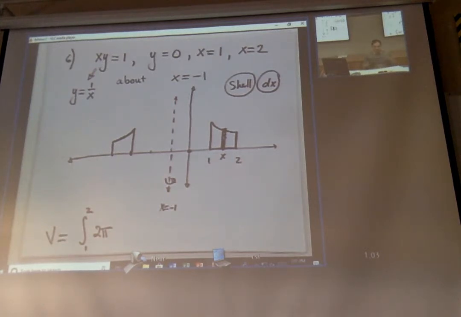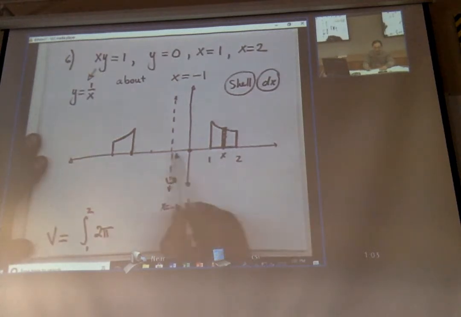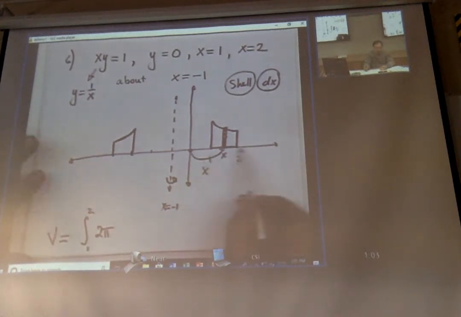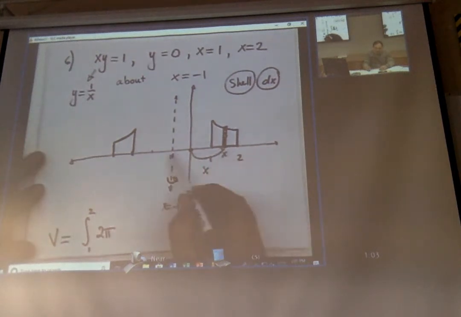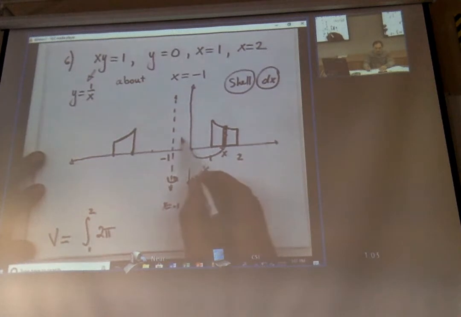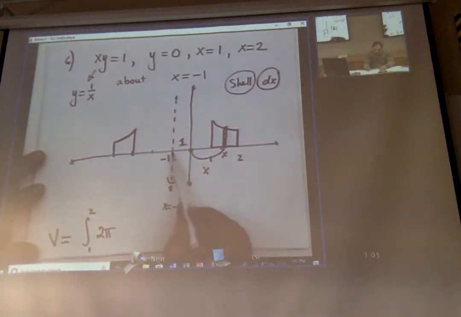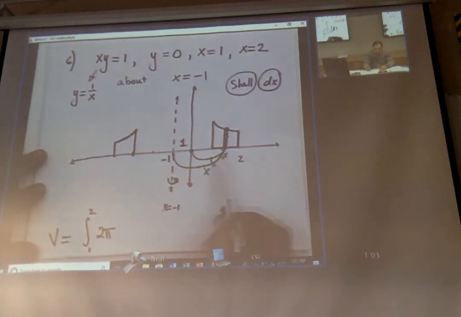You're not sure? Okay, right. So look, the distance from the origin to x is what? This is the x distance, do you understand it? From the origin to x is just x. There's no 1 plus, do you understand that? And then from negative 1 to 0 is 1 as a distance. So the radius from here to right here is 1 plus x.